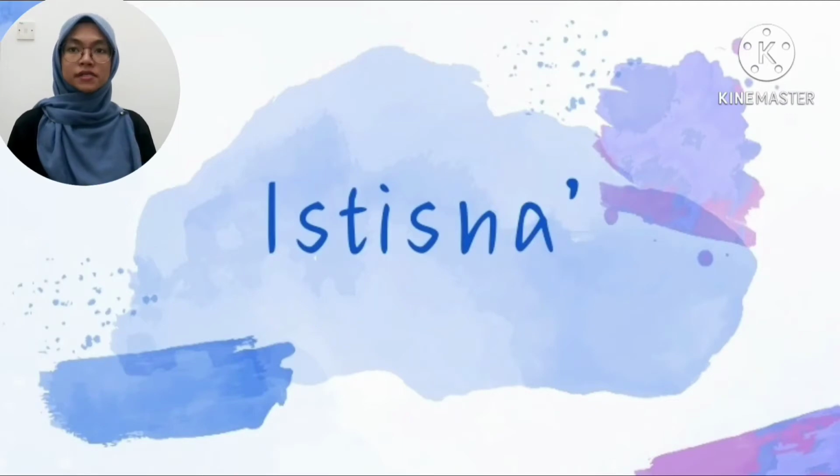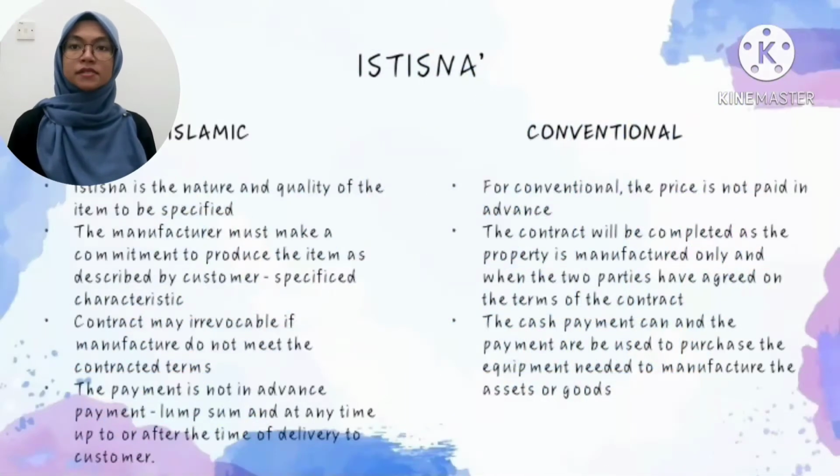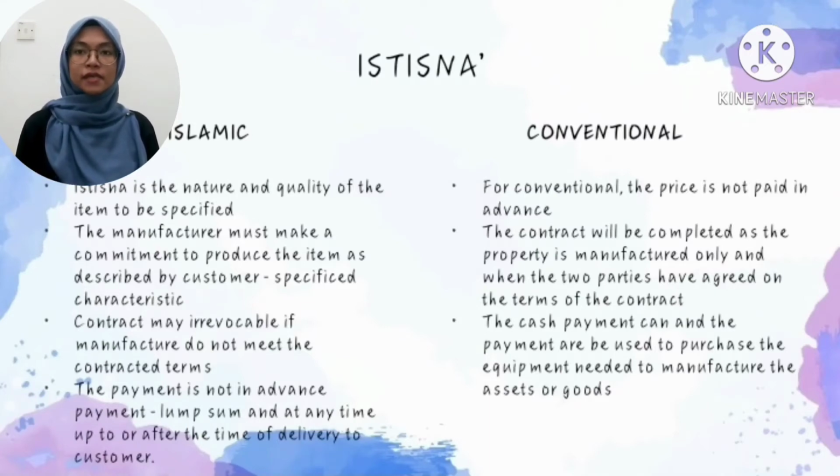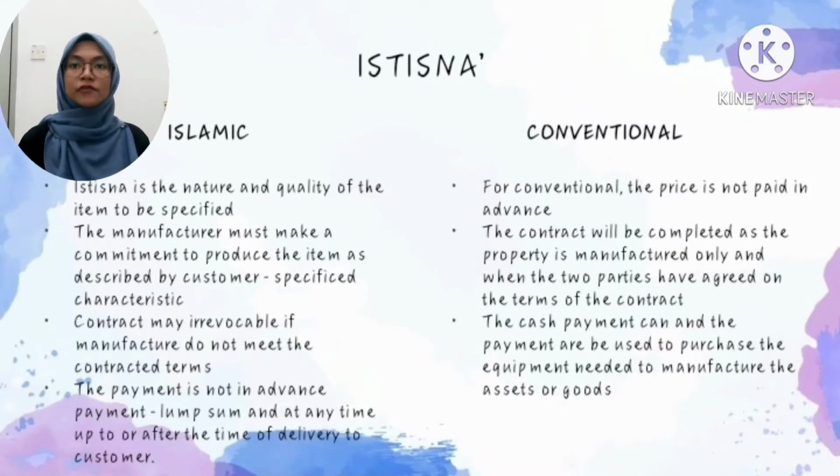Last instrument is istisna. In Islamic, istisna is where the nature and quality of the item is specified. The manufacturer must make a commitment to produce the item described by the customer. Hence, the item can be delivered to the customer. The contract may be applicable after the beginning of manufacturing, except if the delivery of goods does not meet the contract terms.